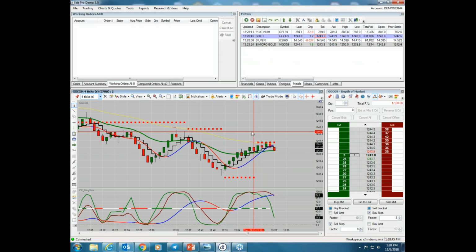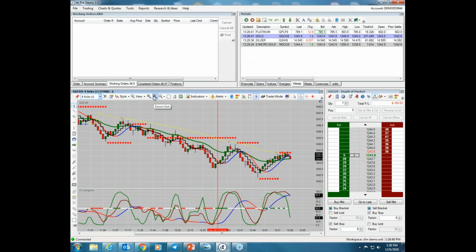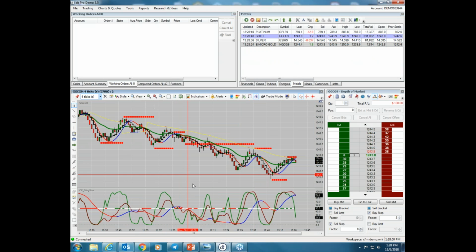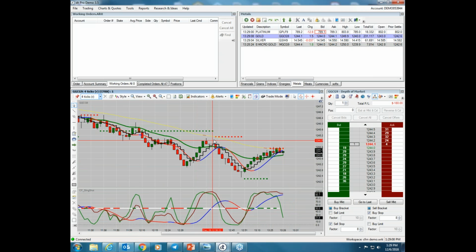Okay, gold. Notice the first thing I do, zoom out. Notice that we're making some lower lows here. Okay, stair stepping down, that's a good sign. We had a bullish cross here, but we are running into resistance here. I would like to get above this high and definitely above this dynamic resistance before I would consider any long positions.